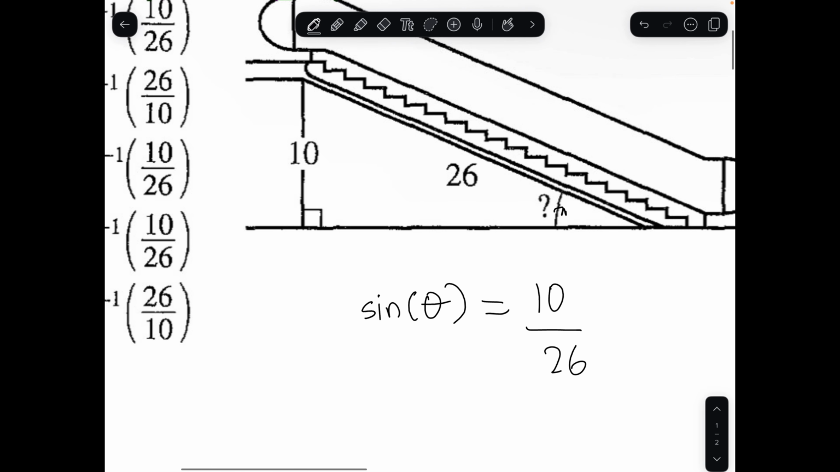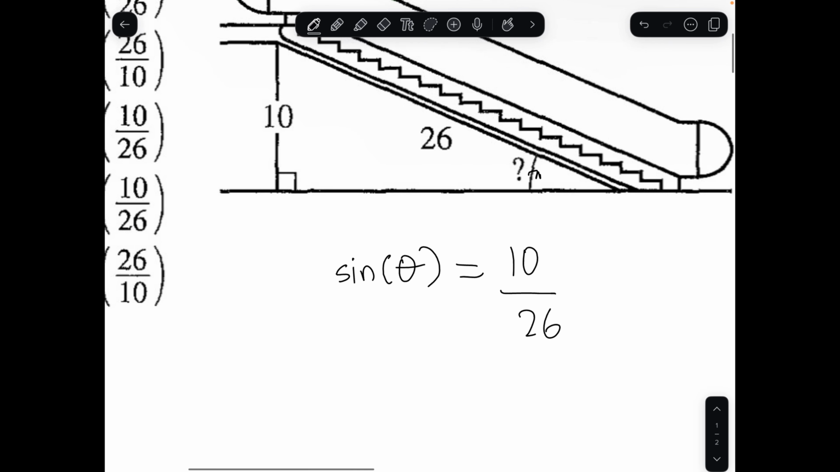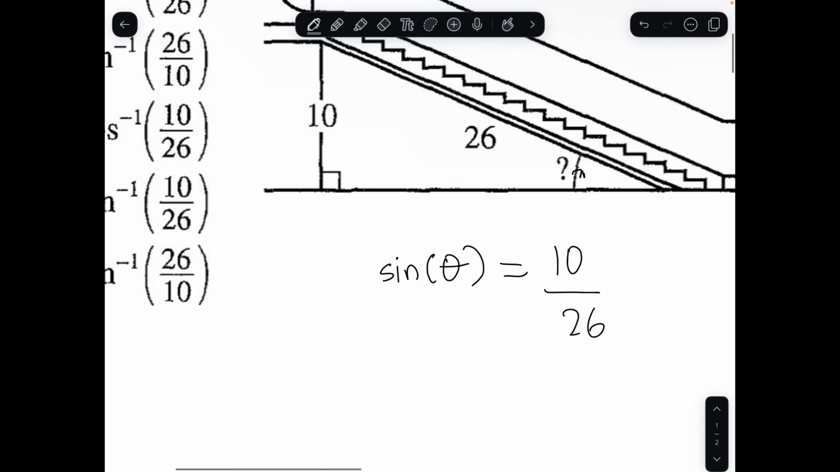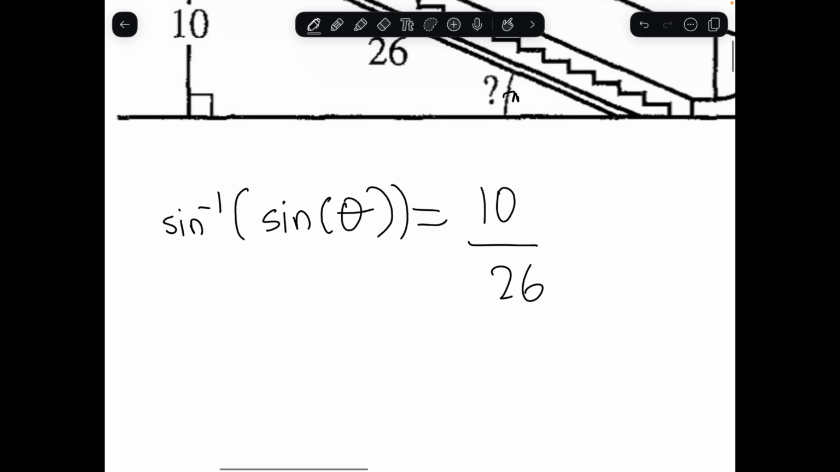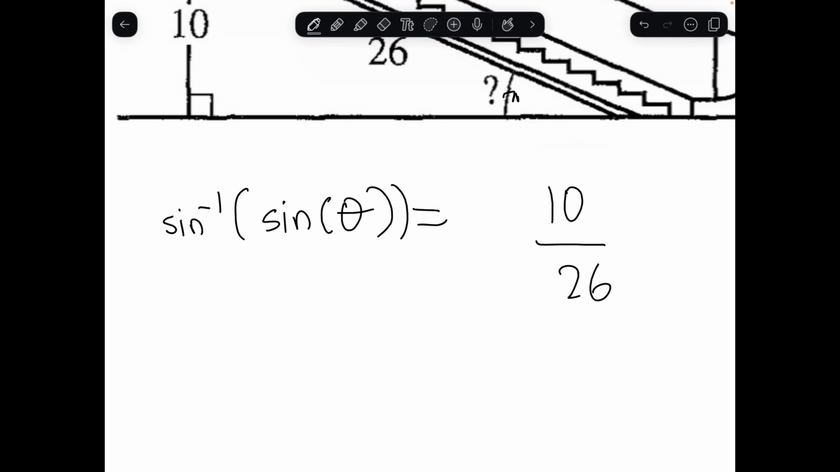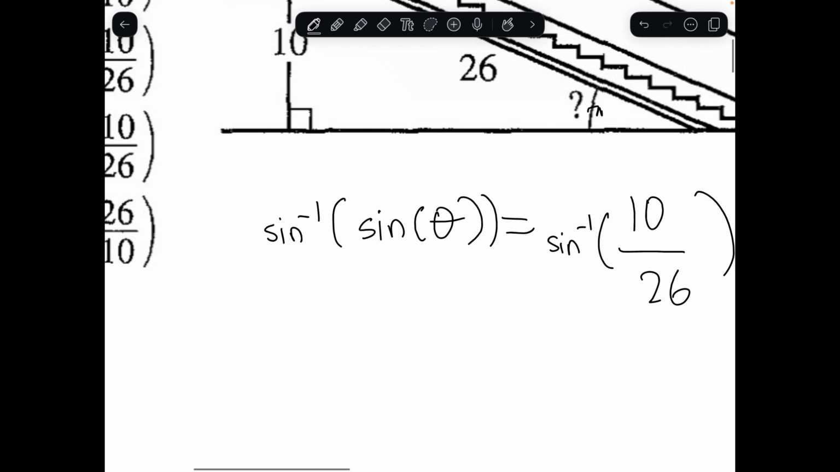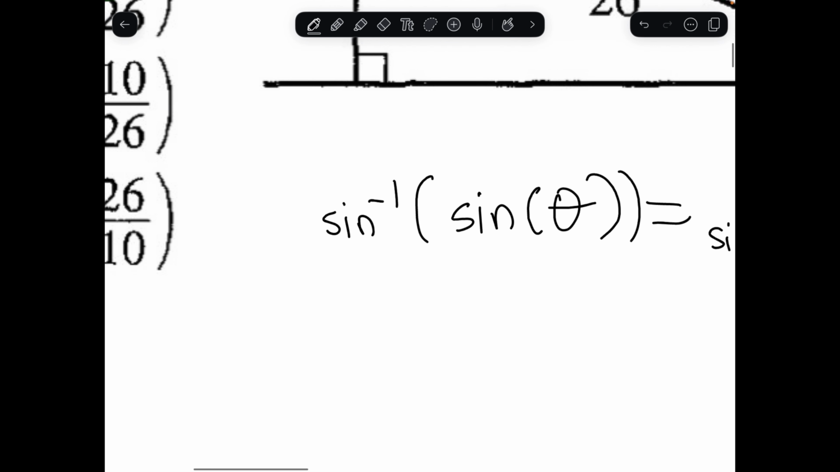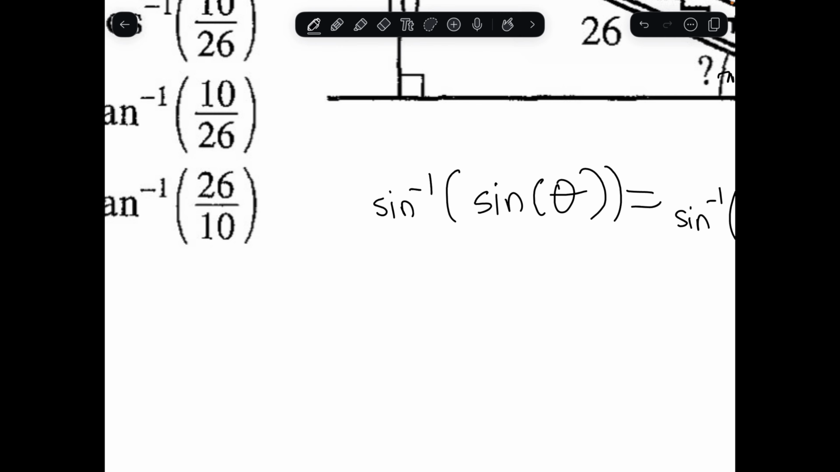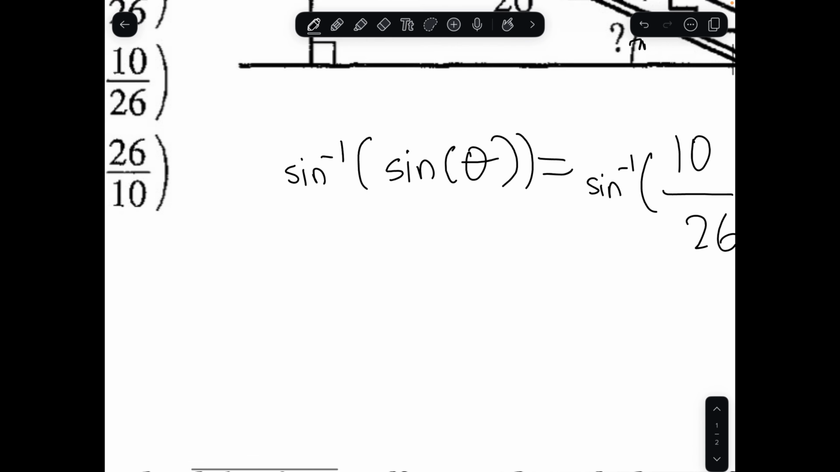But we want to solve for theta, right? To solve for theta, what you have to do is take the sine inverse of both sides. So let's do that. Sine inverse of this side and sine inverse of this side. And why you have to do that is that's how you get rid of the sine, because the sine inverse and the sine cancel each other out.